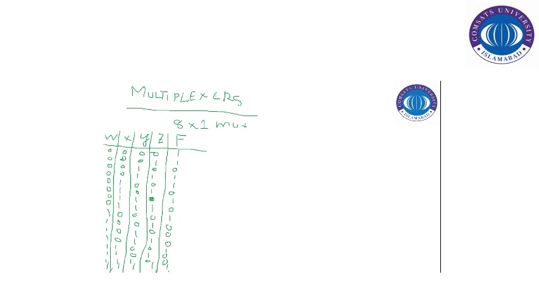So what we have to do is we have to consider the three most significant inputs as the select lines of the multiplexer, and the least significant bit is the variable which we have to implement on the input lines. So we are making the pairs for the similar W, X, and Y.